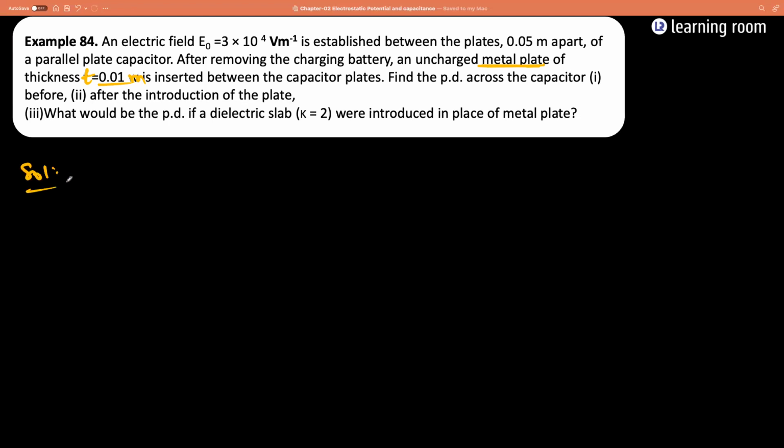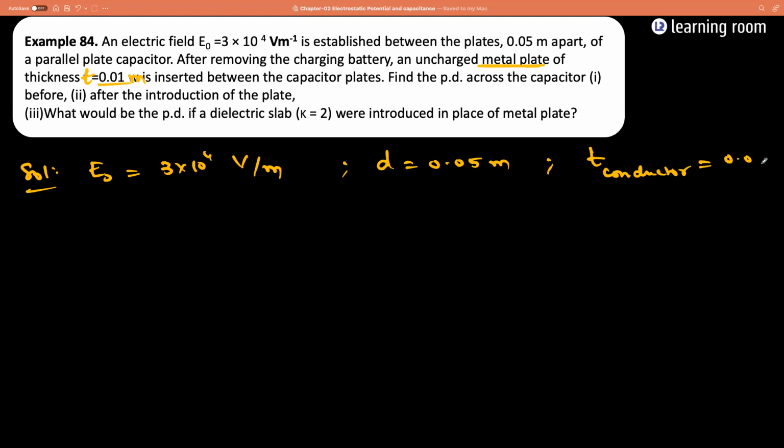So pay attention, listen. The electric field E naught is equal to 3 into 10 power 4 volt per meter. The distance between the plates is 0.05 meter. After removing the charging battery, an uncharged metal plate of thickness 0.01 meter is inserted between the capacitor plates. Find the potential difference across the capacitor before and after the introduction of the plate.